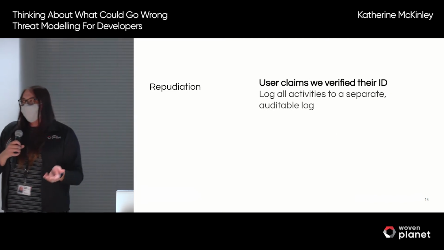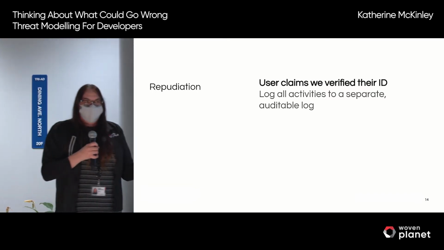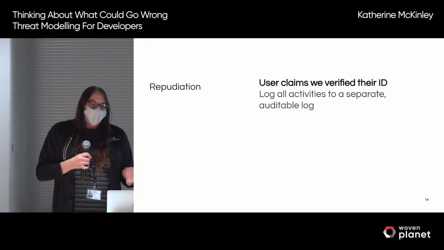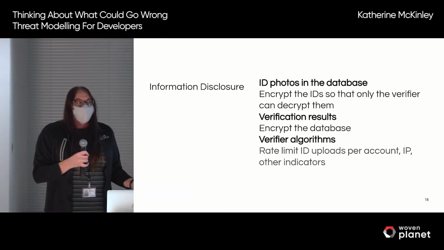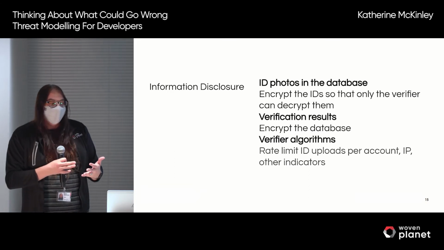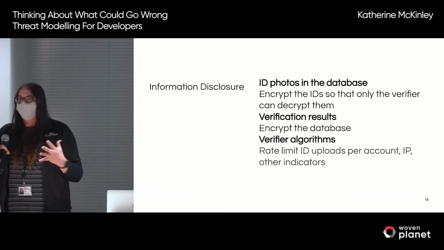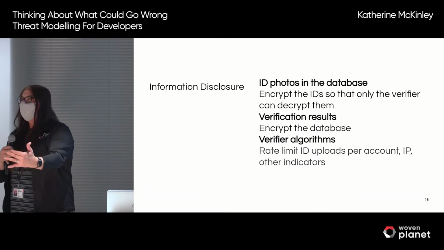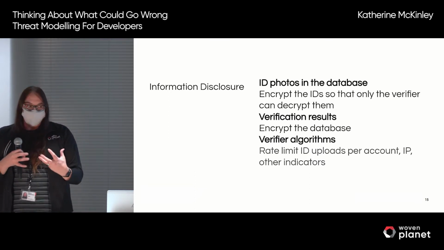For repudiation, a user might claim that we verified their ID. So we want to log those activities and ensure that that is auditable in some way, that we can go back and tell whether that really happened. For information disclosure, we have those ID photos in the database. We want to maybe encrypt those IDs. Only the verifier can decrypt them, so that if an attacker breaches that web server, they don't have access to those ID photos.